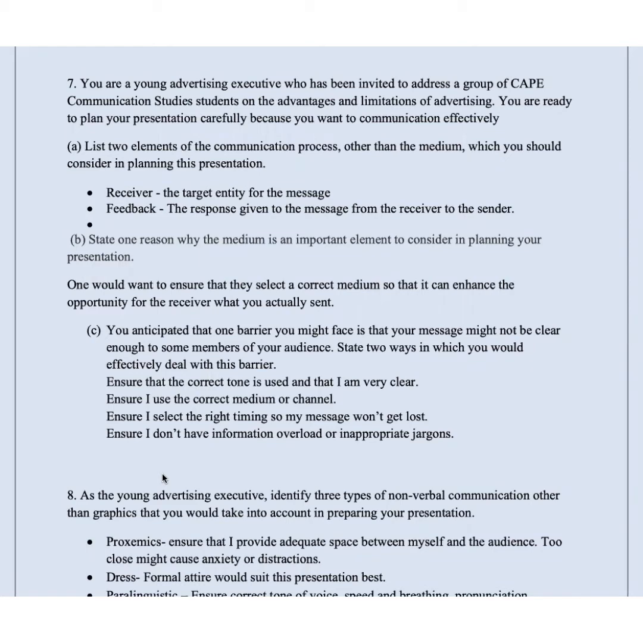And then part C says, you anticipate that one barrier you might face is that your message might not be clear enough to some members of your audience. State 2 ways in which you would effectively deal with this barrier. All right. So this question speaks to communication barriers and facilitators, specifically noise.